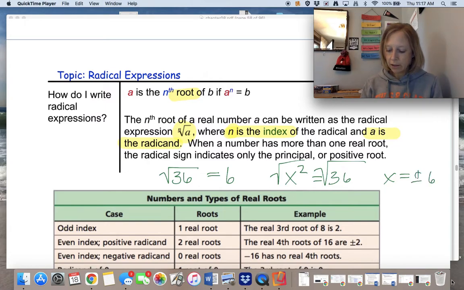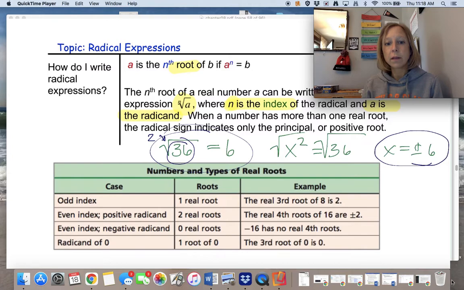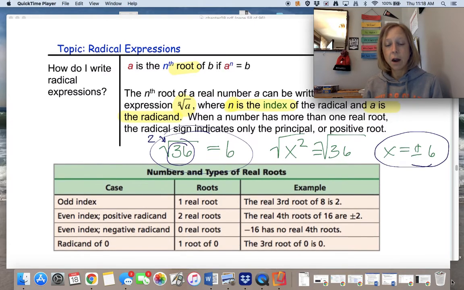If I look at this example here of the square root of 36 and apply the vocabulary that we're learning, the index is whatever number you see right here. When you don't see a number, the index is 2, and then 36 is my radicand. Now, when we were asked to find all roots, so when we were solving, notice we came up with a positive and a negative.